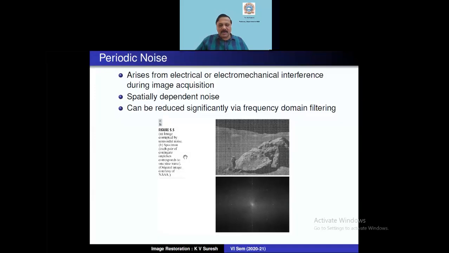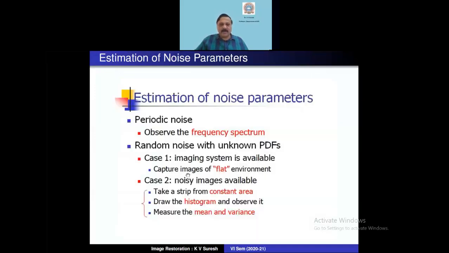If I want to remove it, obviously I should use a filter, and we will discuss this filter a little later, how we can remove such periodic noise. Now after having identified the shape of the noise spectrum, how do we estimate noise? Because unless I determine the parameters, I cannot use any filter. Now let us discuss estimation of noise parameters.